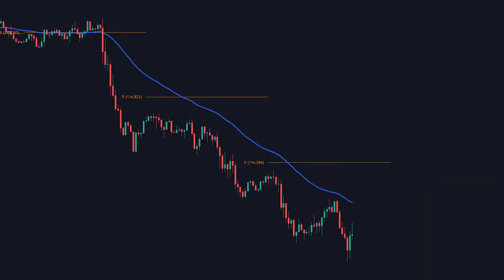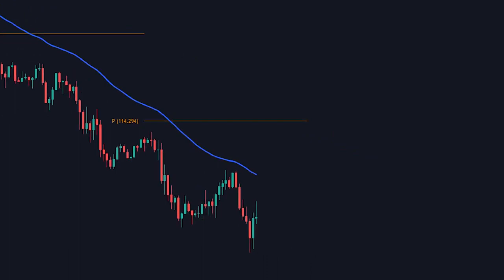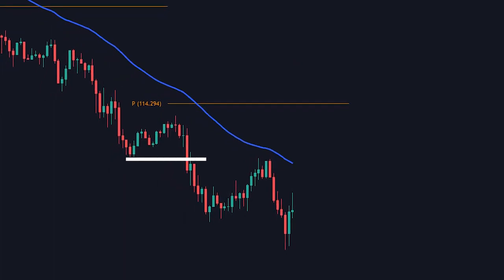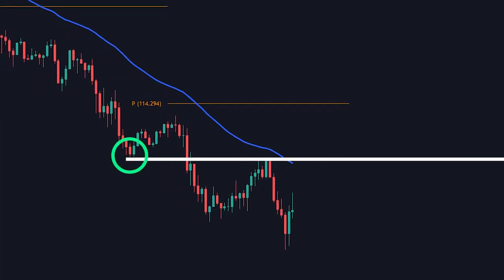It's kind of the same as the exponential moving average. If price is below the pivot point, don't even think about going long. If it's above, don't think about going short. Then finally, for the icing on the cake, we have this level right here, where price used it as a support and is now using it as a resistance.